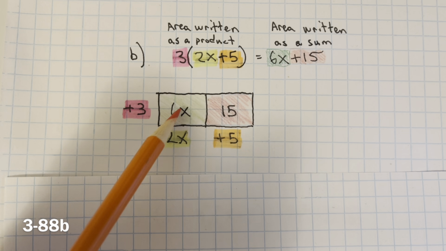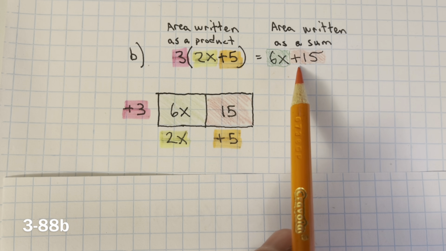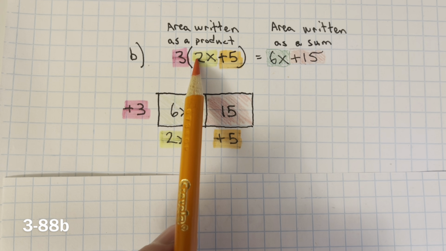So there are no like terms, so there's nothing to simplify. So we have 6x plus 15. And there's the area written as a sum, area written as a product.